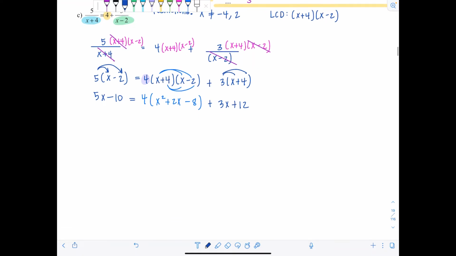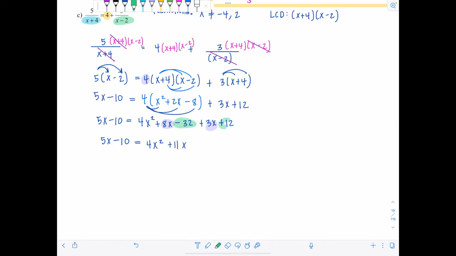Okay, good. Keep cleaning up. So 5x minus 10 equals, I'm going to distribute the 4 now, so 4x squared plus 8x minus 32, yeah, plus 3x plus 12. Okay, let's combine some like terms. It's looking messy, I know. 5x minus 10 equals 4x squared. Then here we've got 8x plus 3x. That is 11x. Then we have minus 32 plus 12, so that's minus 20.